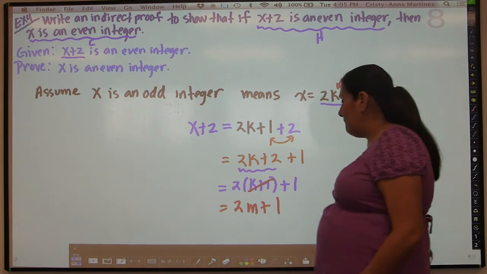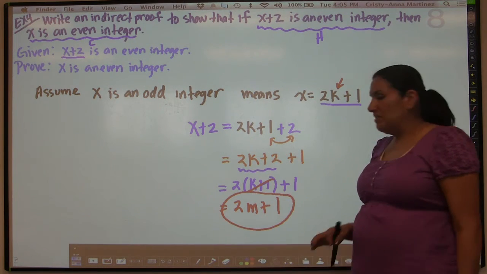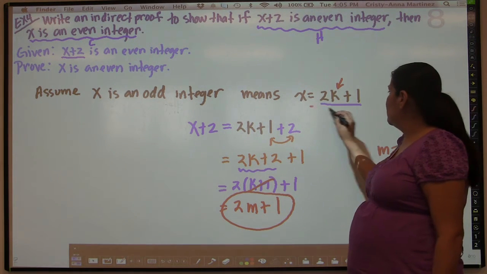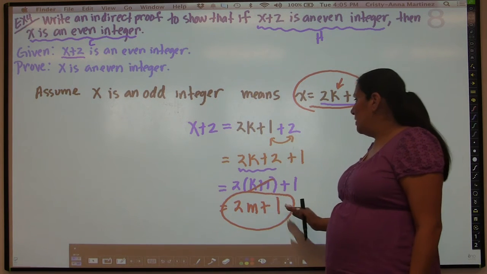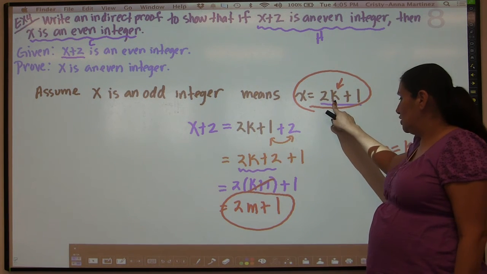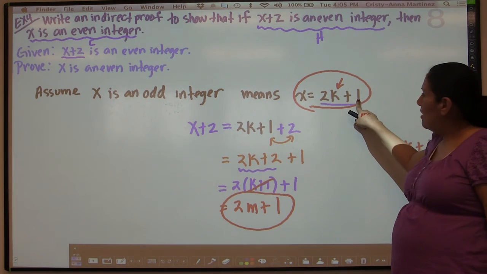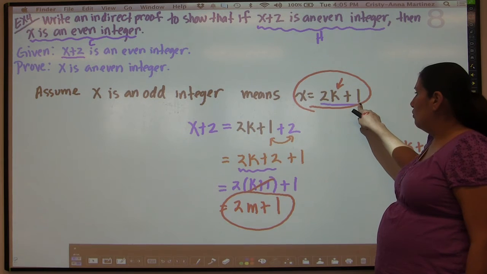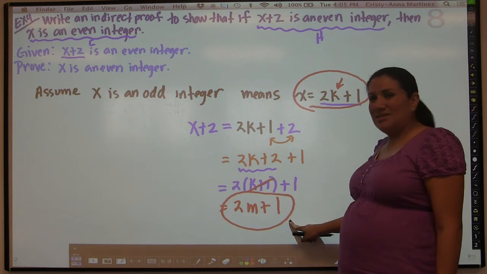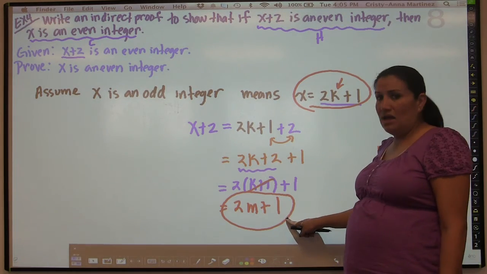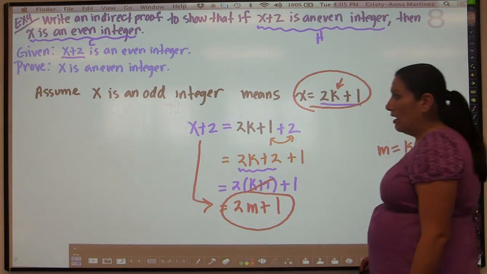Now, why would I want to do that? Because I want this number to have the same form as this number. 2k plus 1, 2m plus 1 basically means 2 times an integer plus 1. Now, why did I want to do that? Because I know this is odd. Writing a number in this form means it's odd. And since this number is in the same form, it means that this number is also odd. So x plus 2 is odd.